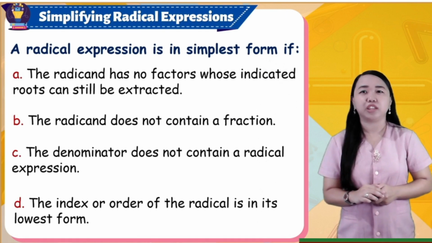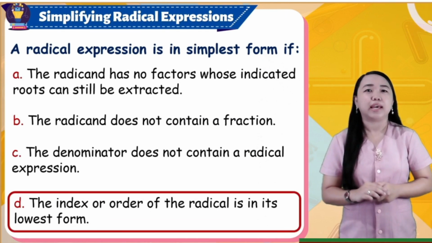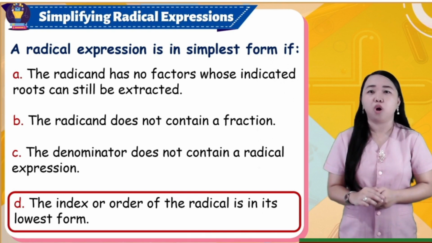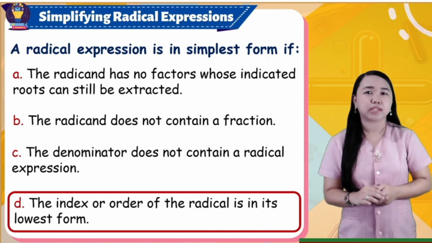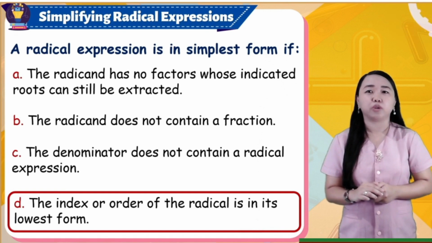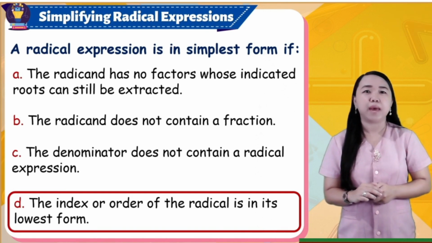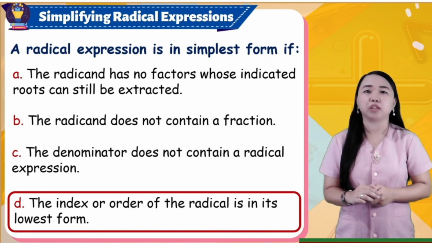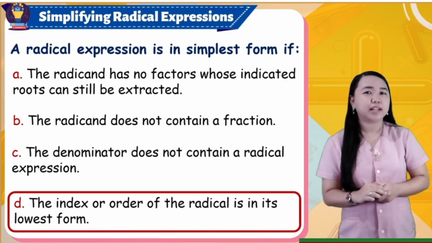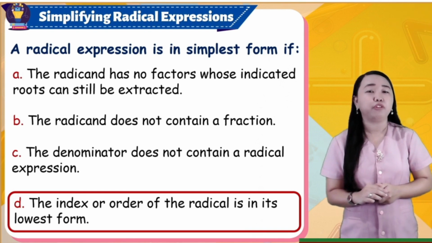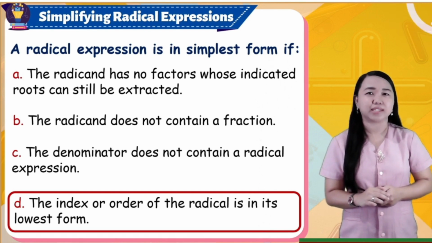For the fourth condition, the index or order of the radical is as small as possible or in its lowest form. If the given is mth root of a raised to n, then it can be simplified when m and n have a common factor greater than or equal to 2. The radical can then be reduced by removing the common factor of m and n. Look at this example.